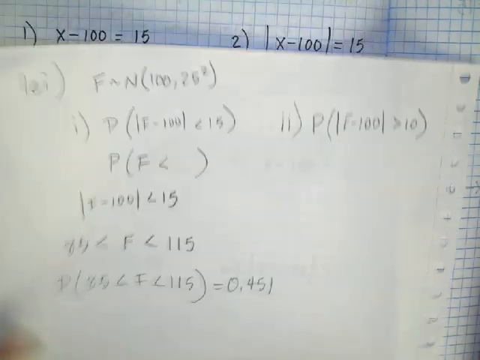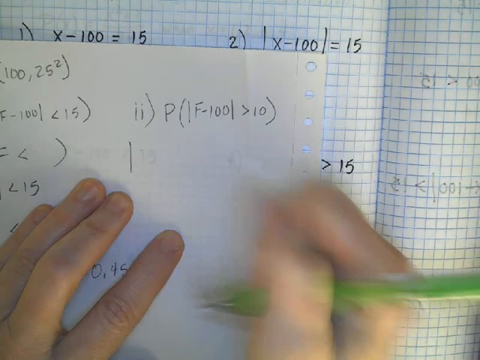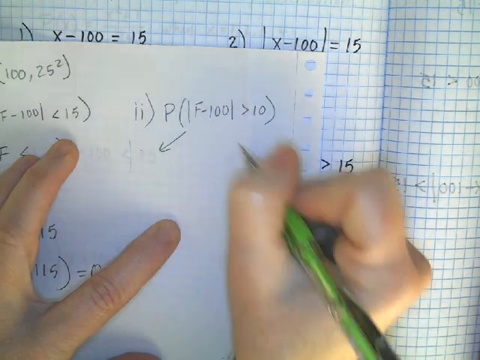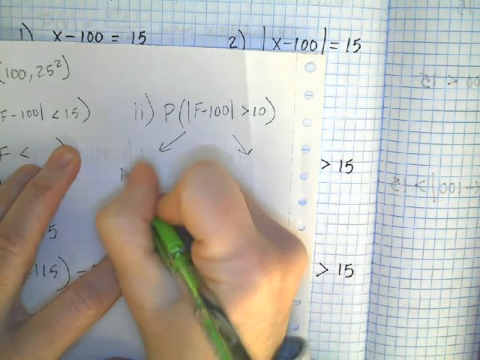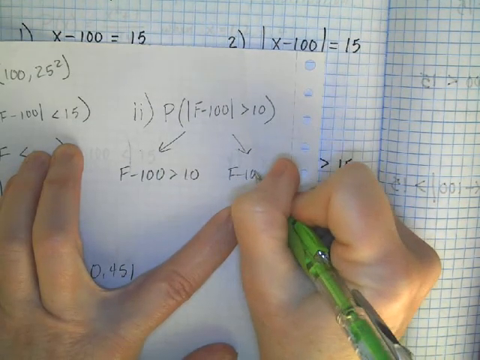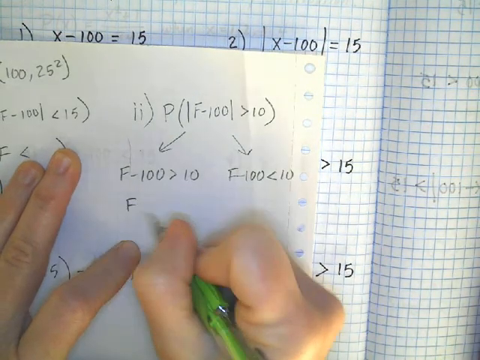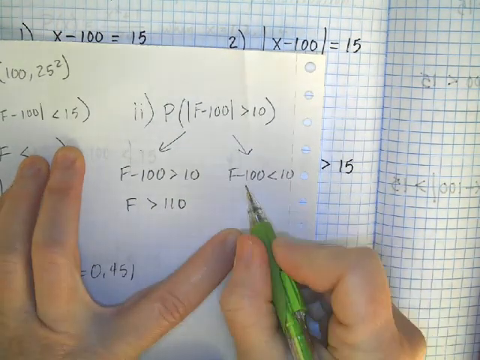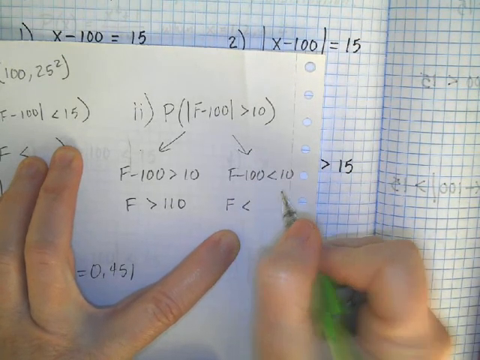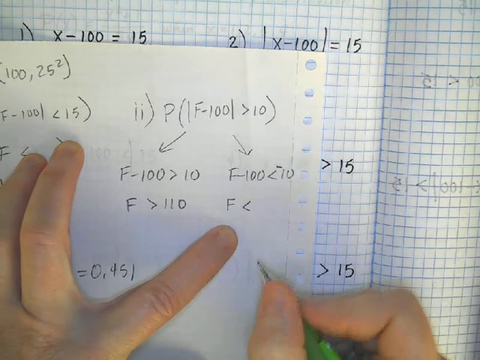All right, same idea for the next one. So for this one, I need to solve this inequality. This one's a little bit different than the one on the warm-up because it's 10, not 15. So I have F minus 100 is greater than 10, or F minus 100 is less than negative 10. If I solve this one, I get F is greater than 110, and for this one, oops, I forgot to change the sign, negative 10. Add 100 to both sides, I get F is less than 90.